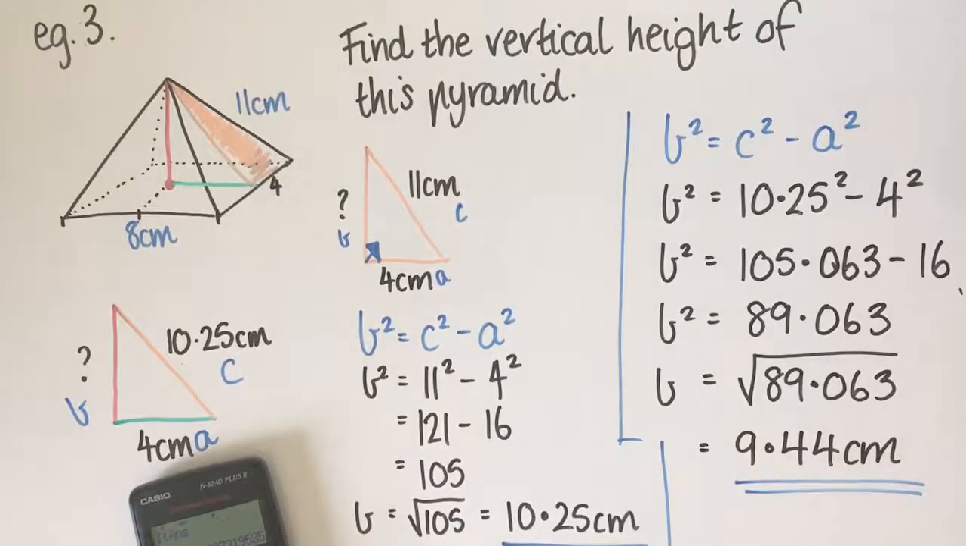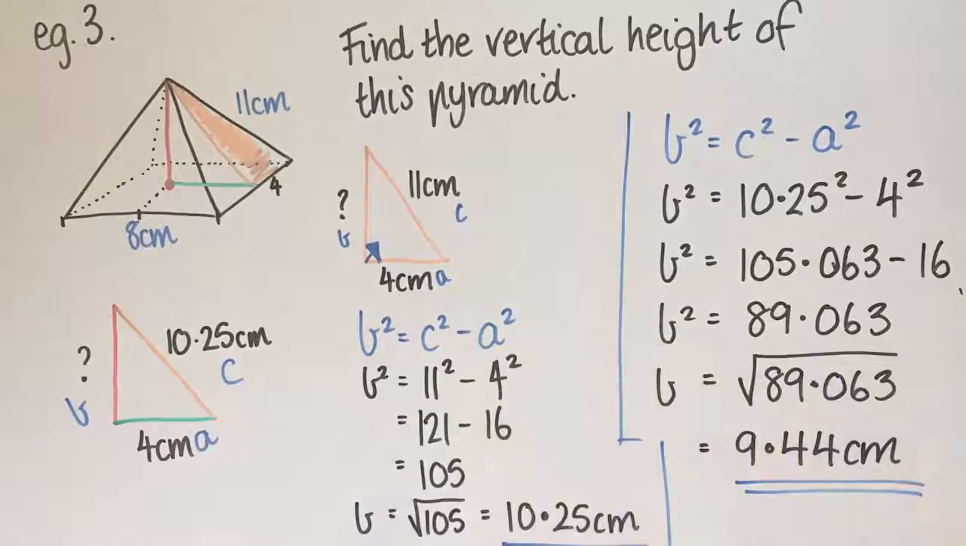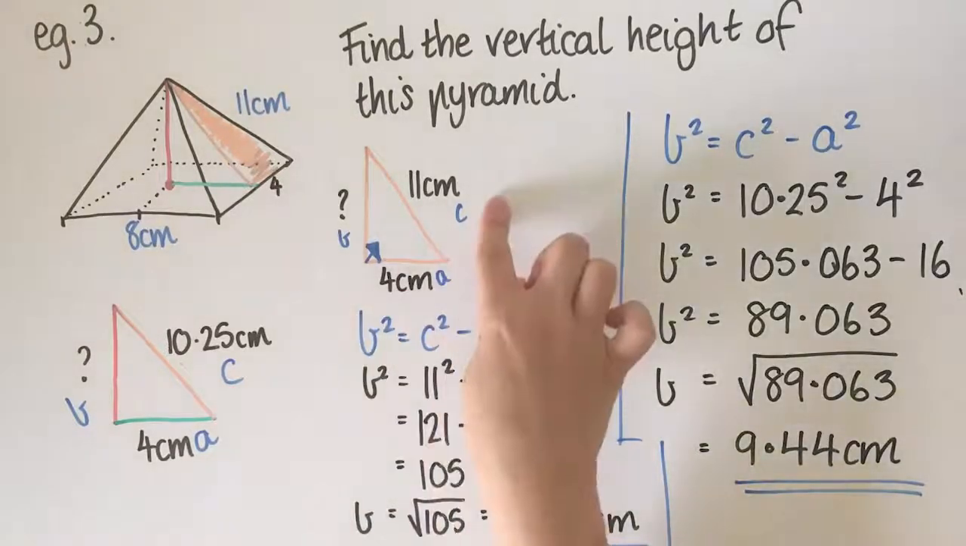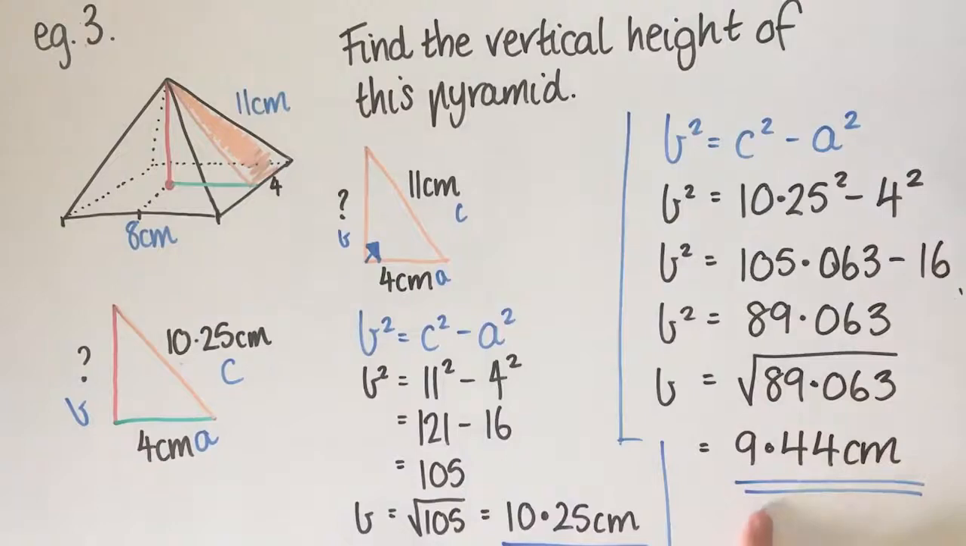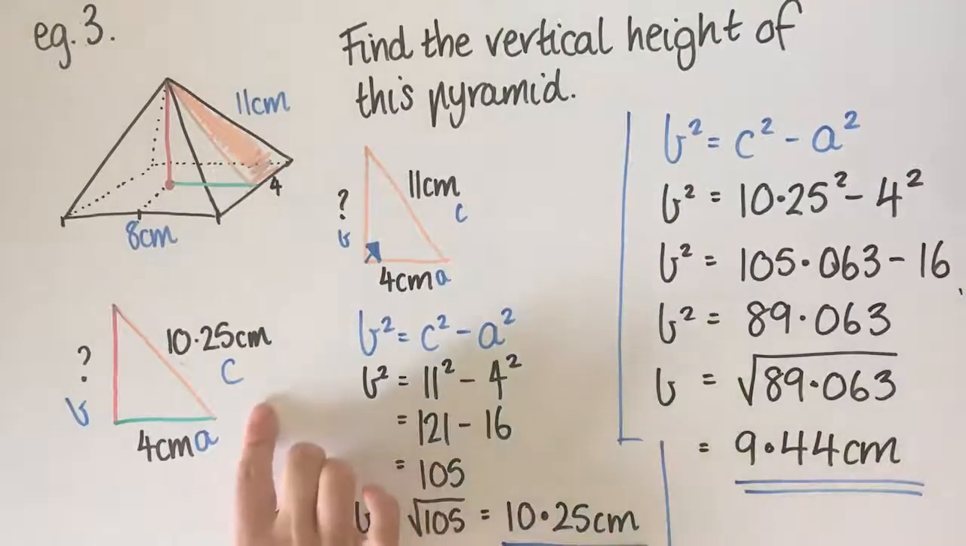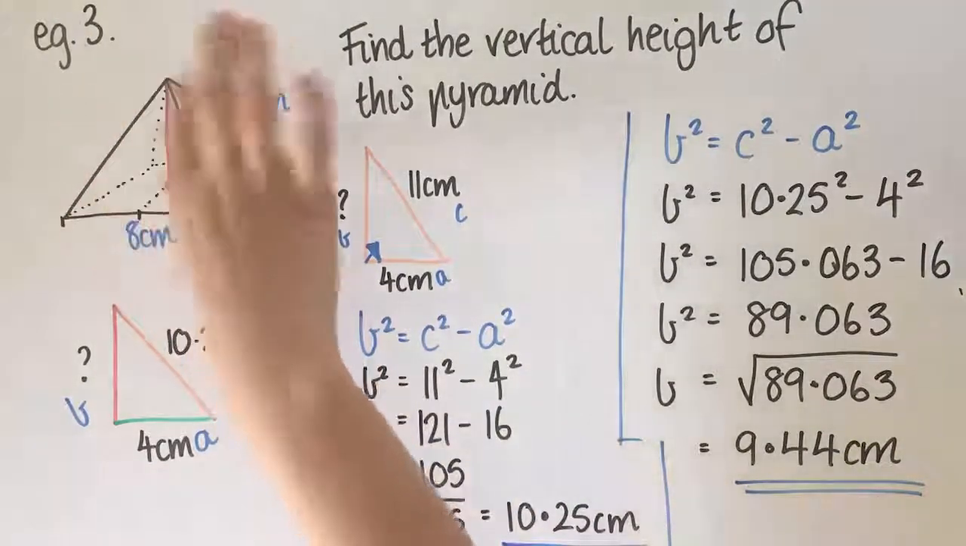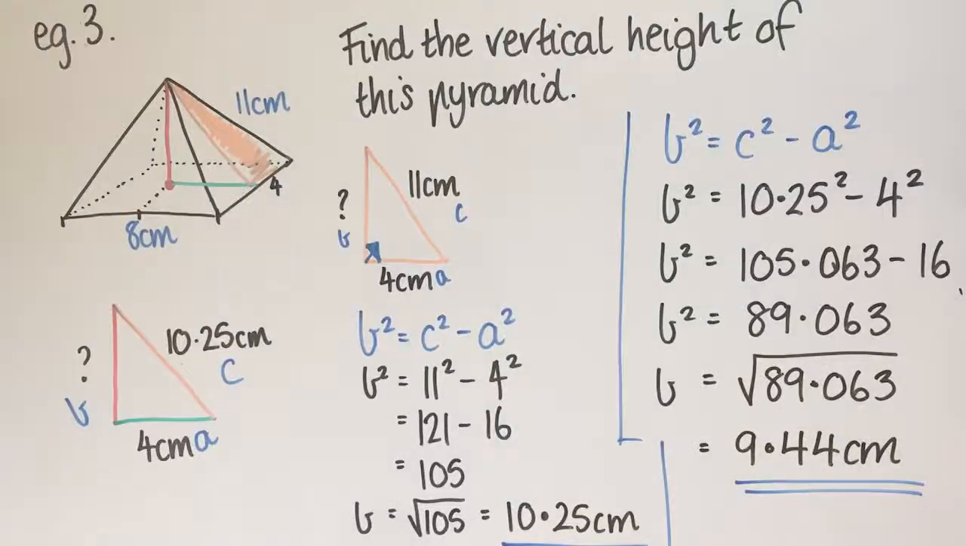Okay. So I need to check if that makes sense. Well, I should have checked halfway if all of it makes sense, but this answer makes sense because it's shorter than 11. This answer makes sense because it's shorter than 10. So you can see from my question that it makes sense that our height would be 9.44 centimeters.